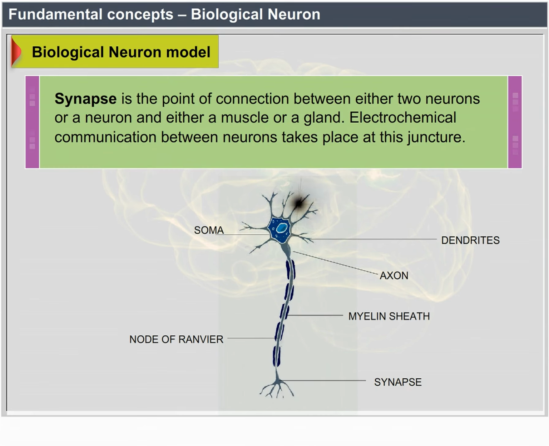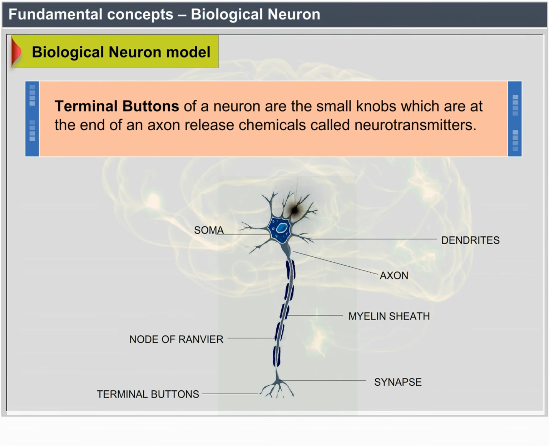Synapse is the point of connection between two neurons or a neuron and a muscle or a gland. Electrochemical communication between neurons takes place at these junctions. Terminal buttons of neurons are the smallest knobs at the end of an axon that release chemicals called neurotransmitters.